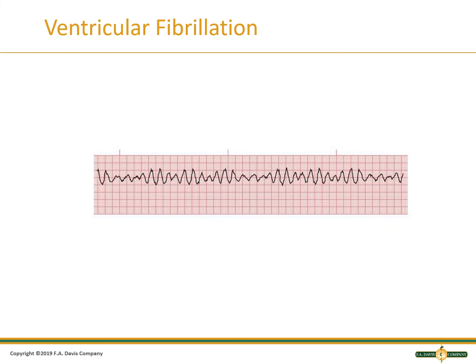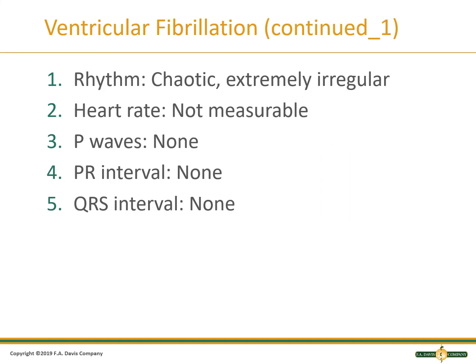Hyperkalemia, hypomagnesemia, electrocution, coronary artery disease, and MI are all possible causes of VF. Placement of intracardiac catheters and cardiac pacing wires can also lead to ventricular irritability and then VF. Ventricular fibrillation rules include chaotic and extremely irregular rhythm. The heart rate is not measurable, P waves are none, PR interval is none, and QRS interval is none.